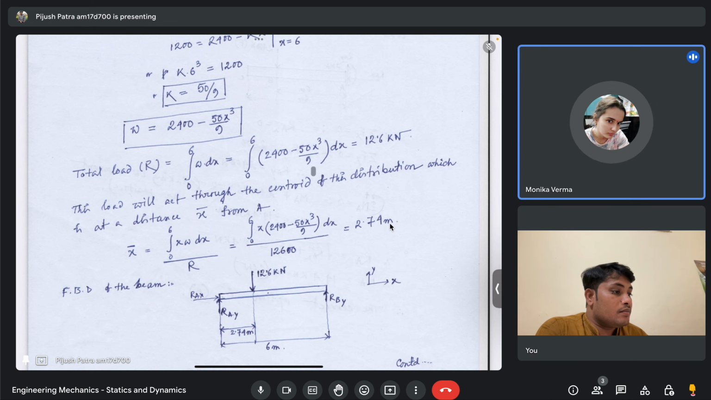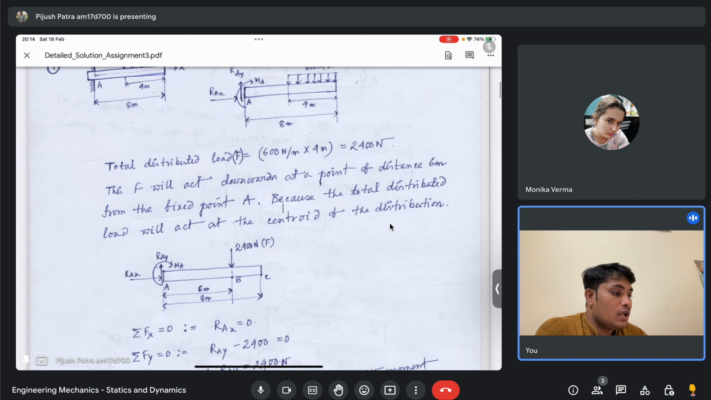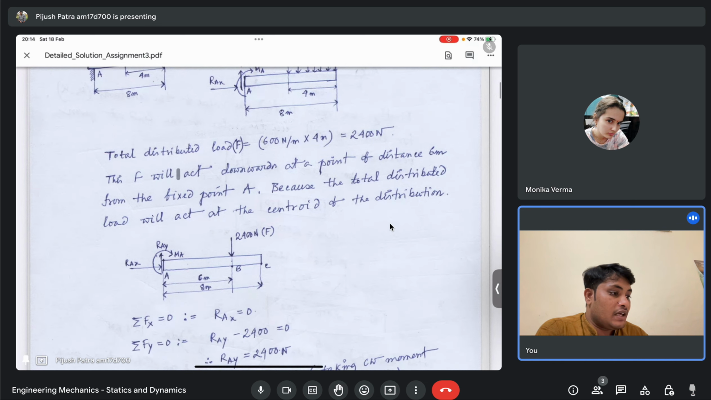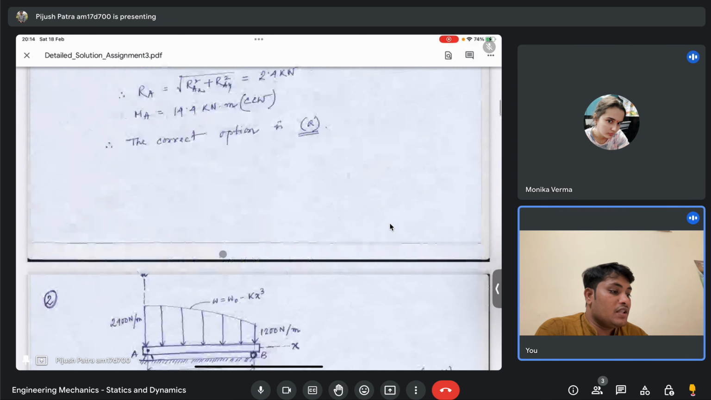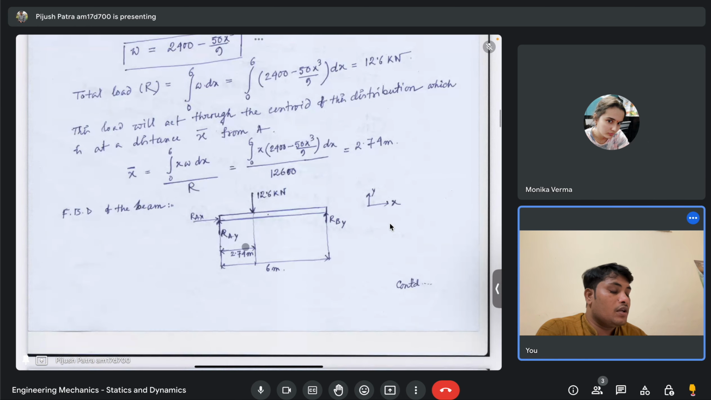For a uniform load, you know that the resultant force will act at the midpoint of this load, right? That's how you are doing it. But in this case, it's not uniform, so you are calculating on the centroid. The moment you calculate the centroid, the rest is easy.